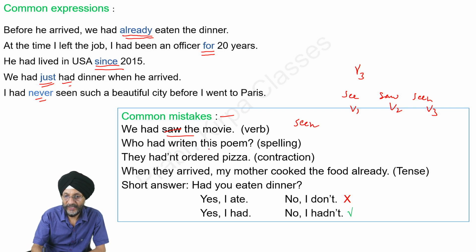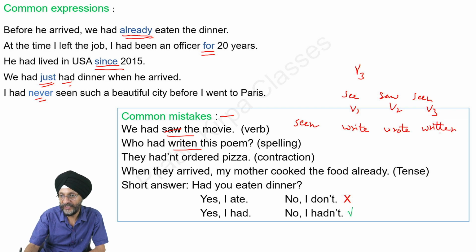Who had written this poem? So you will see here that when write is the verb, it becomes write, wrote, and written. T is written twice. So here written has to be written as double T. This is the wrong wording.